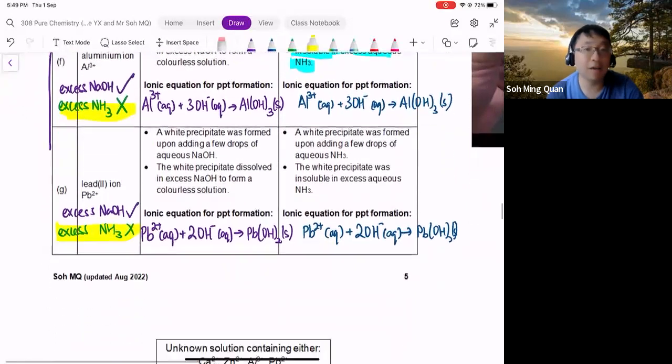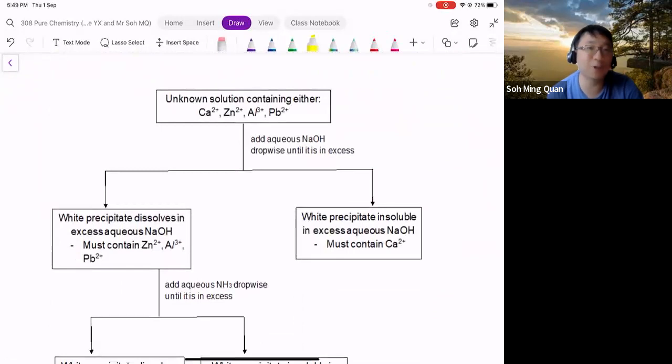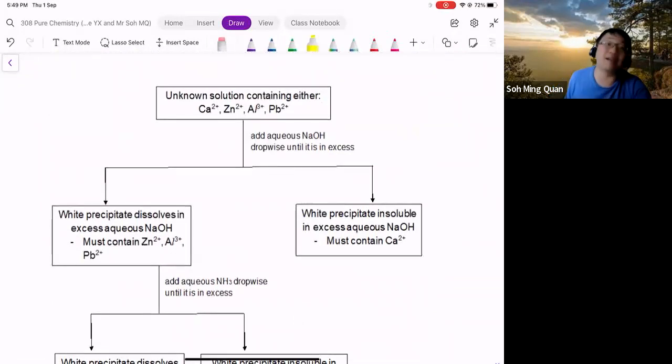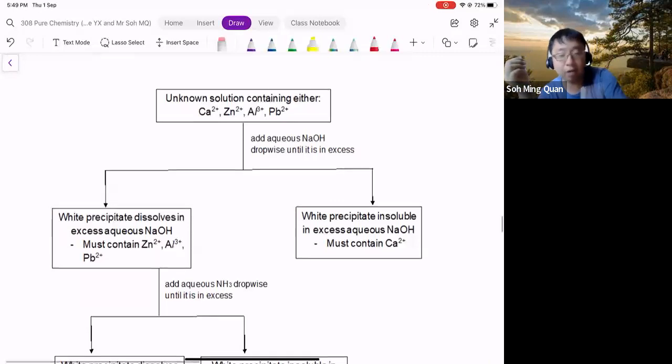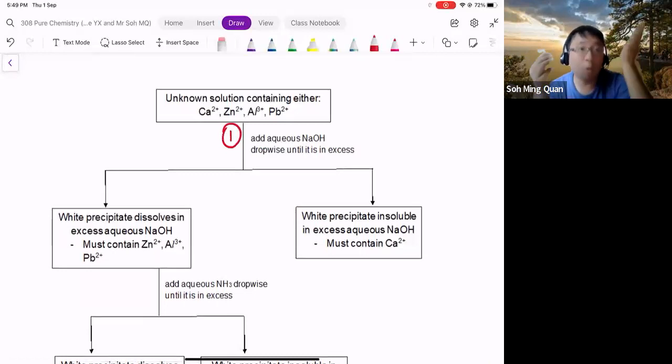All right. And there comes this monstrous flowchart. This is just a summary, which I'm sure Mr. Lee went through that day. If you have calcium, zinc, aluminium, and lead, how do you differentiate them? First, you add aqueous NaOH dropwise until in excess. Why do you add NaOH first? Because we already know zinc, aluminium, and lead form a white precipitate that can dissolve in excess NaOH.